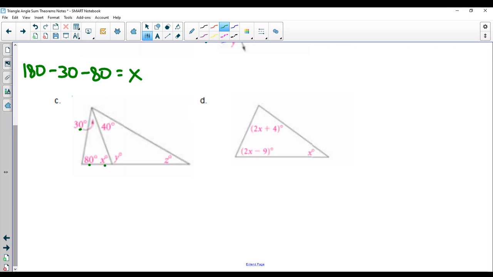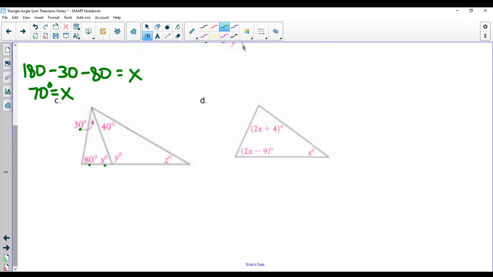Well, what is that going to be? So let's find that out. So just type that in. 180 minus 30 minus 80, we get 70. And 70 degrees specifically. All right?